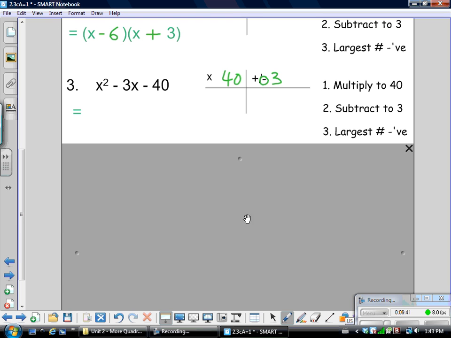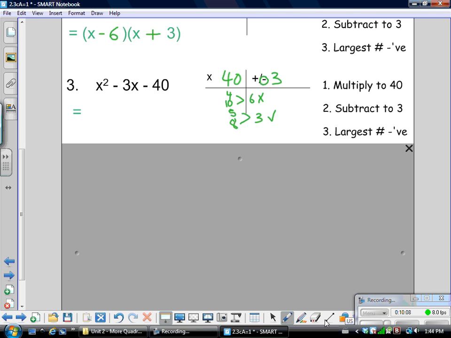Now, multiplication facts of 40. Again, quite a few of them. There's 4 times 10. When I subtract those, I get 6, which I know is not what I want. So what other multiplication facts are there for 40? Well, I think 5 goes into 40. 5 goes into 40 8 times. When I subtract these two, I end up with a 3, which is what I do want.